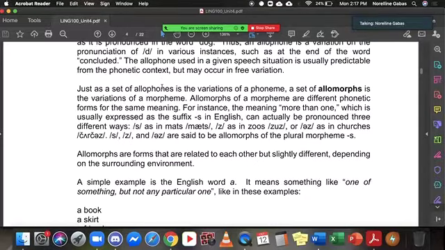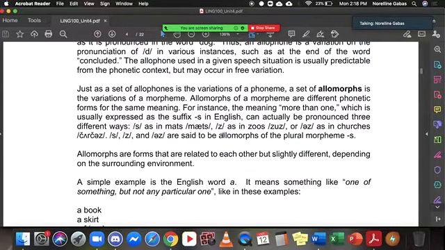So just as the set of allophones is the variation of a phoneme, a set of allomorphs is the variation of morphemes. Allomorphs of a morpheme are different phonetic forms of the same meaning. For example, the meaning more than one, which is usually expressed with the suffix S. Pag more than one, marami. Pag 2 na siya, 3, 4, 5, 6, etc. Nadagdagan mo ng S.